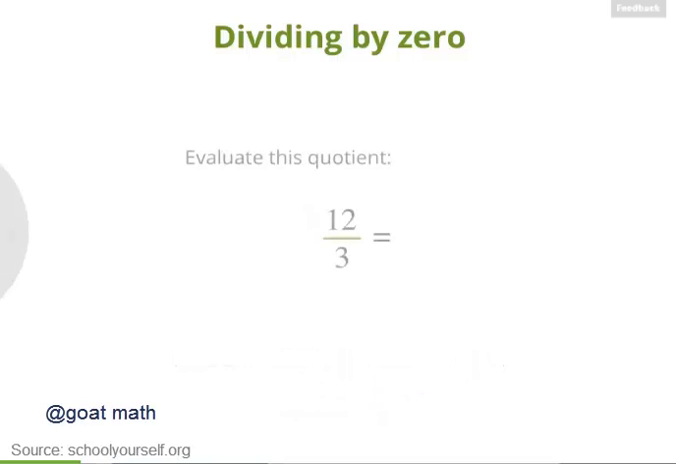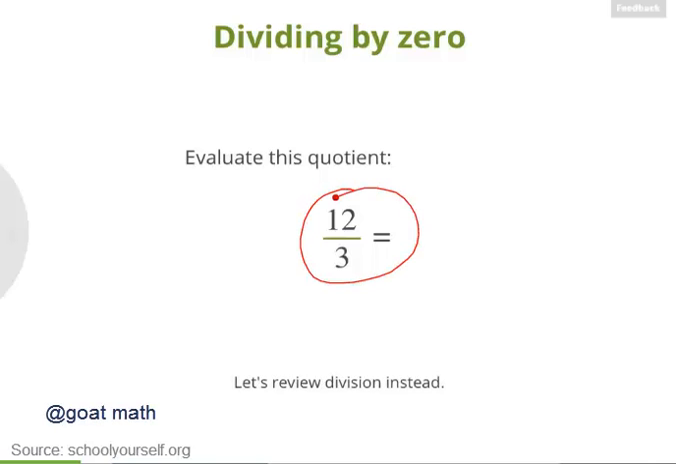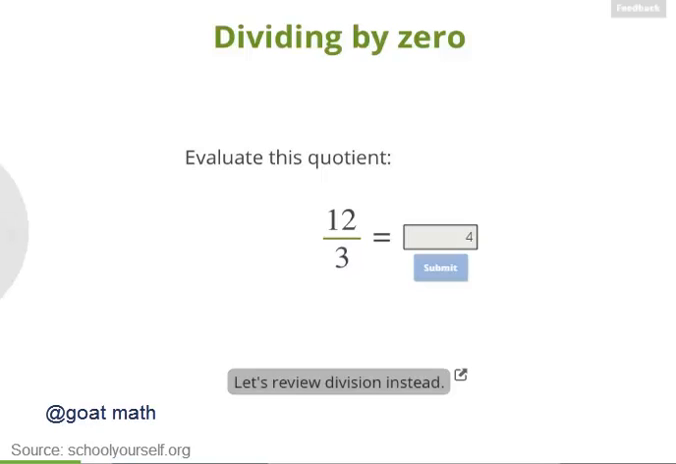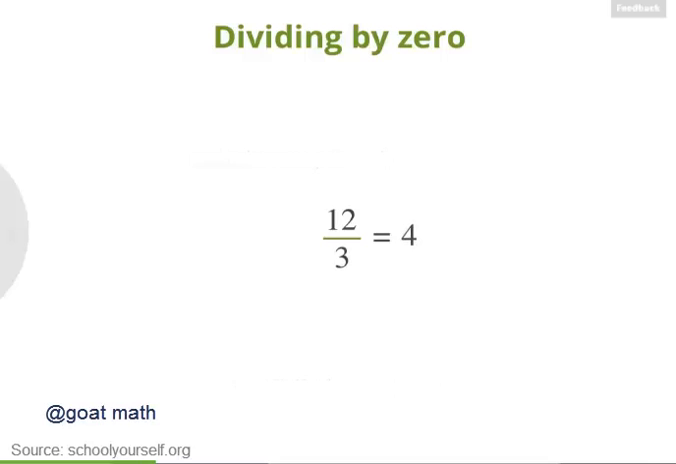Next, let's make sure you're up to speed on division. Try evaluating this quotient, 12 divided by 3. Excellent, so 12 divided by 3 equals 4. 12 divided by 3 is the same as asking what number you need to multiply 3 by to get 12. And that number is 4, because 4 times 3 equals 12.